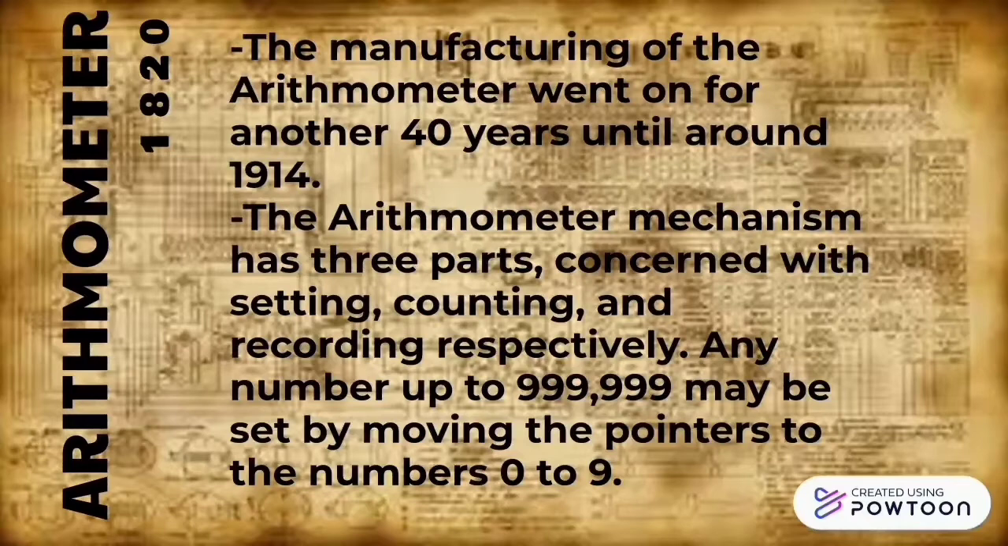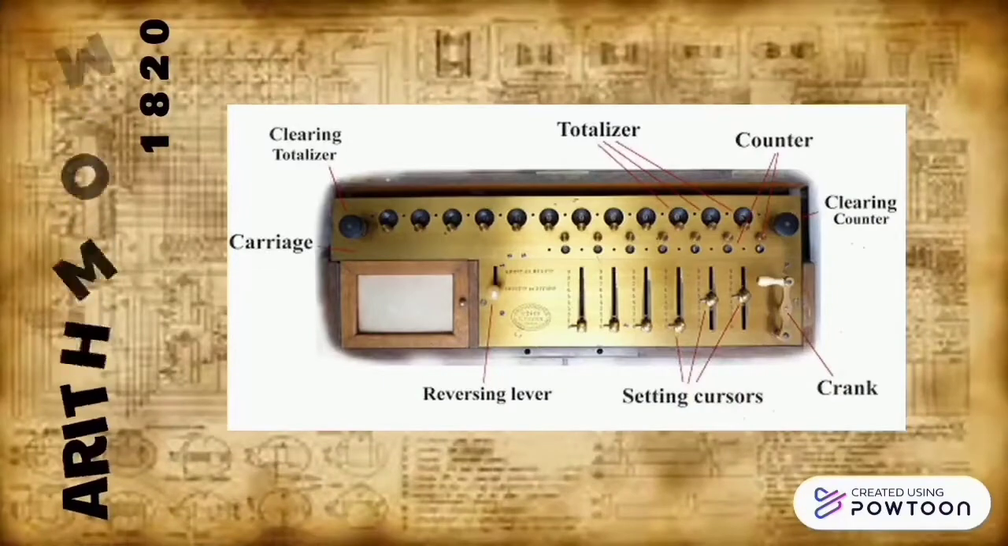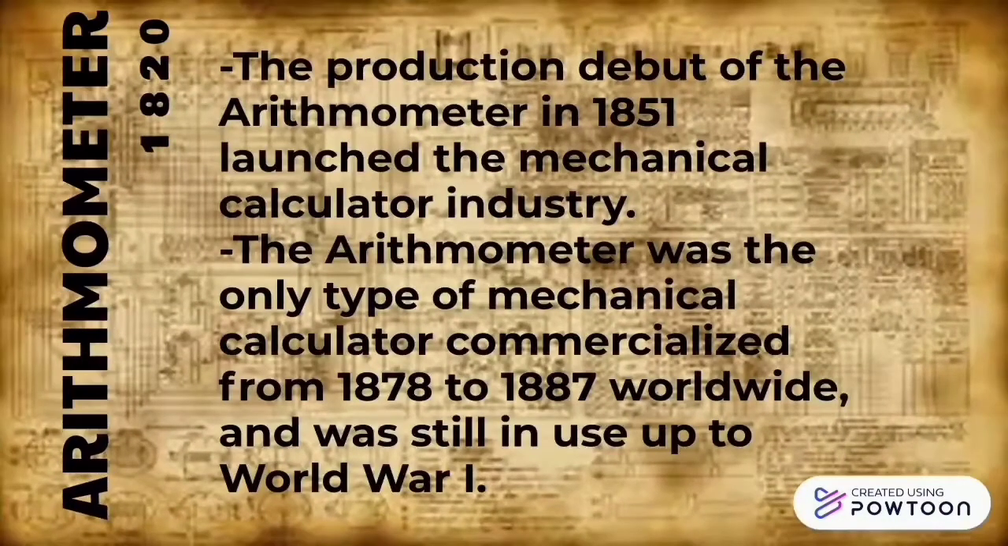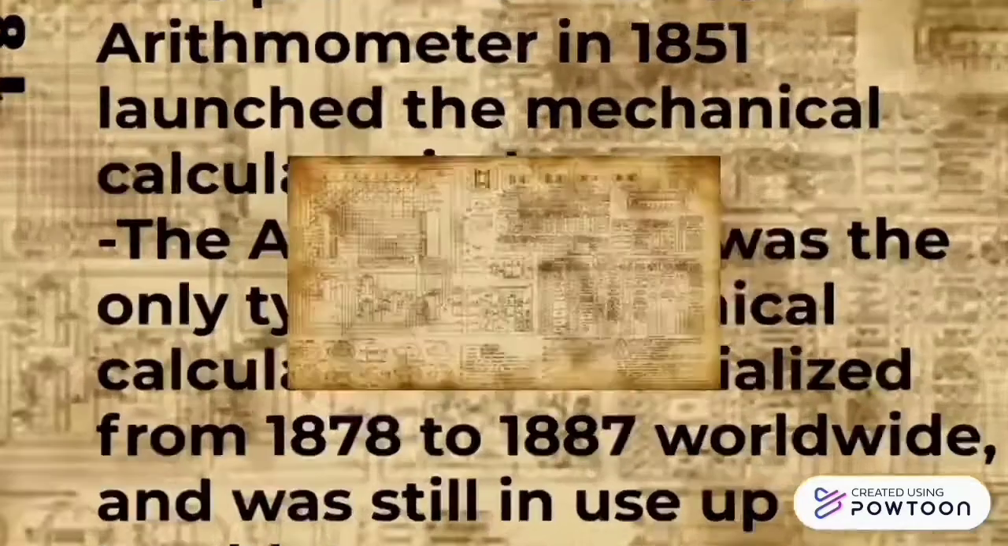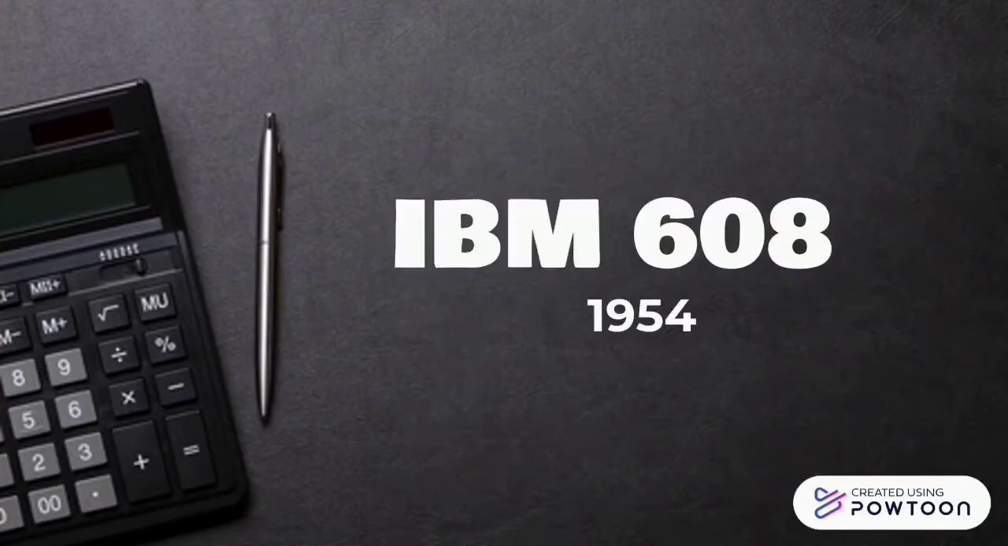Any number up to 999,999 may be set by moving the pointers to the numbers 0 to 9. The arithmometer was the only type of mechanical calculator commercialized from 1878 to 1887 worldwide and was still in use up to World War I.